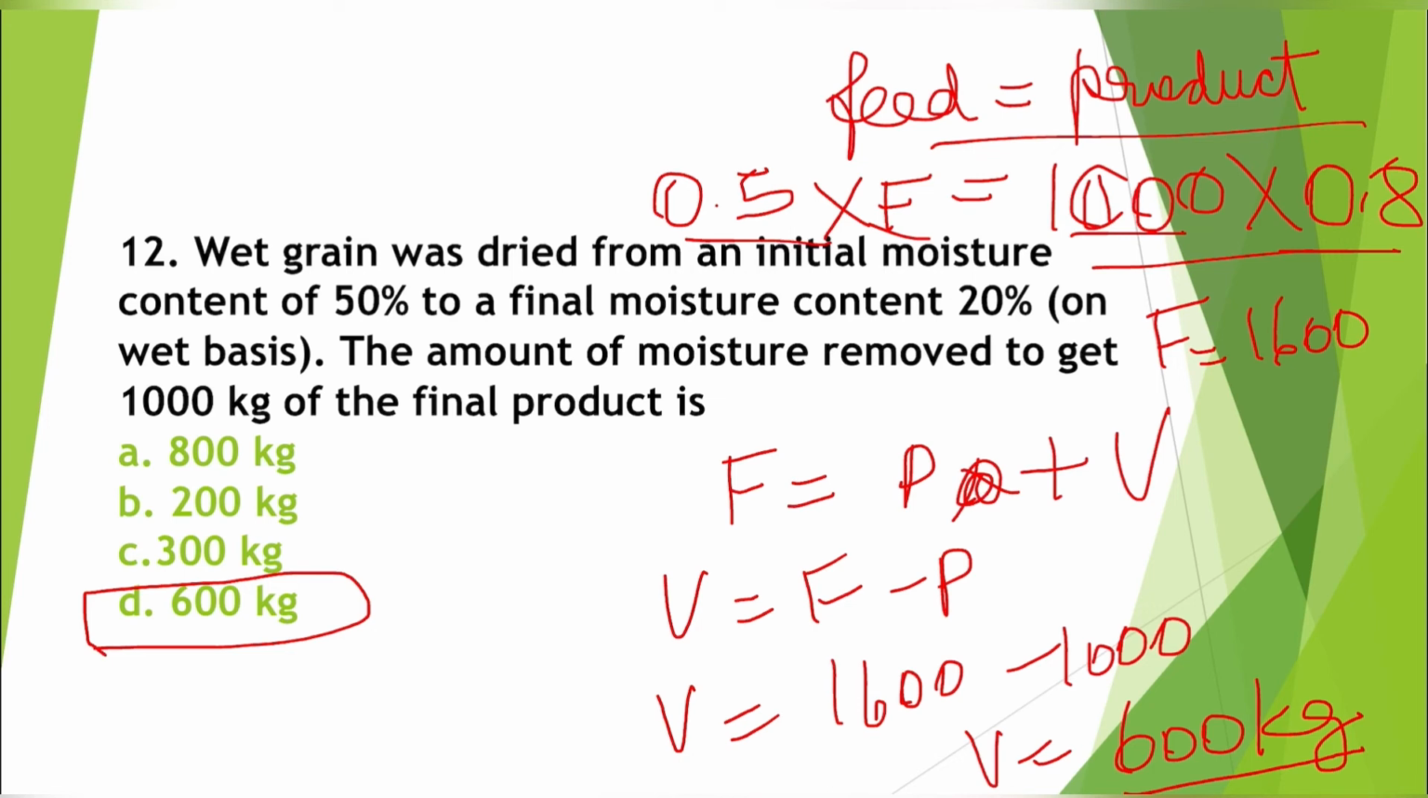But we need the water to be removed. So to get the water vapor, we will subtract the product from the feed. So we will get 1600 minus 1000, so the vapor is 600 kg. Okay, next.